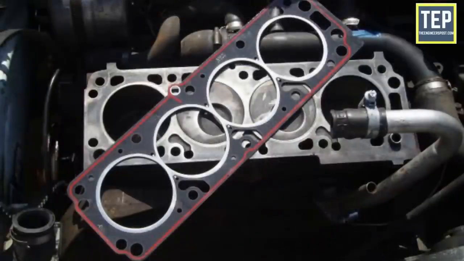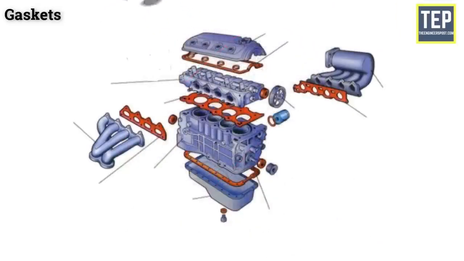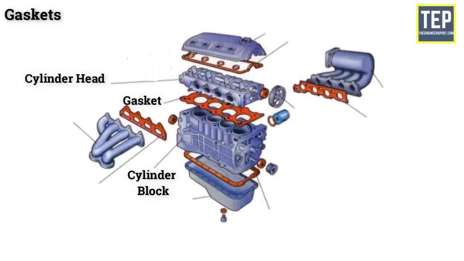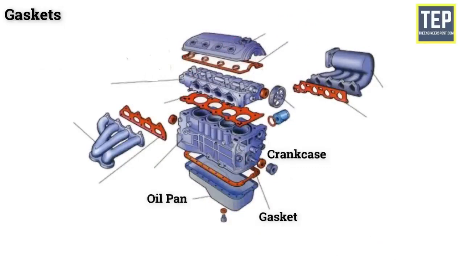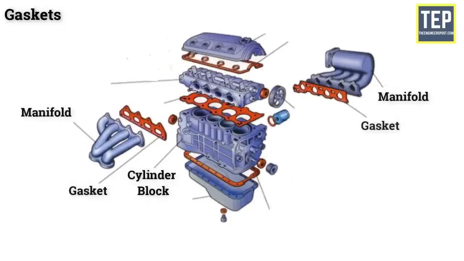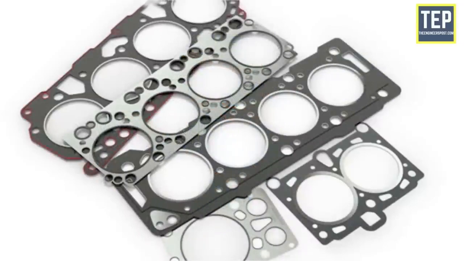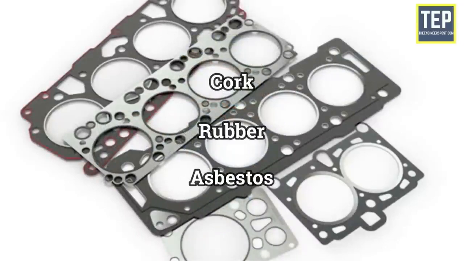Gaskets. Gaskets are used to provide a tight-fitting joint between two surfaces. Gaskets are found in the joint between the cylinder head and the cylinder block, between the crankcase and oil pan, and in between the cylinder block and manifold. Materials used for gaskets are cork, asbestos, and rubber.